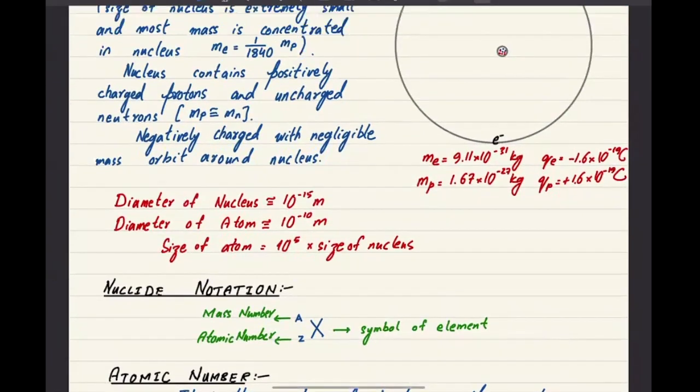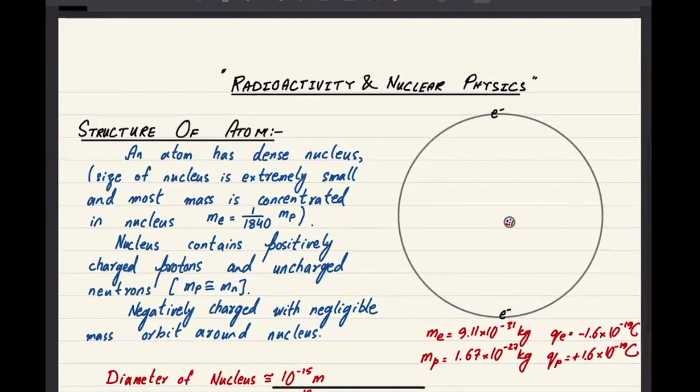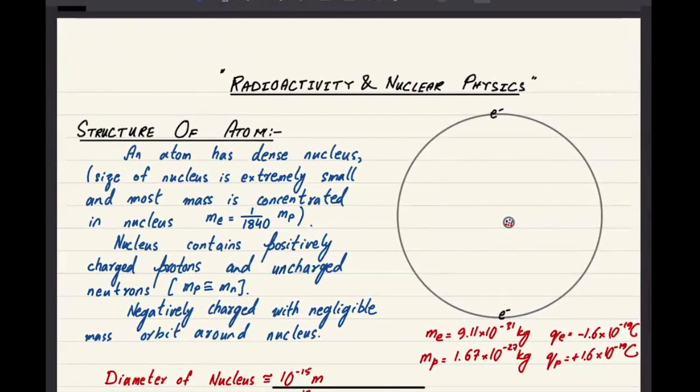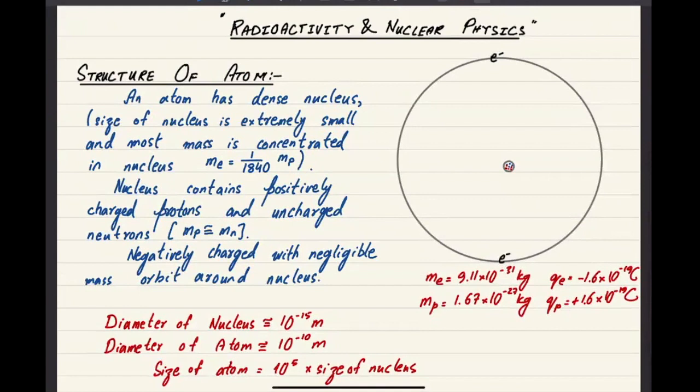Okay, guys. So, here we are starting off with radioactivity. First thing you need to identify is basically the detail about the structure of an atom, where you say that the nucleus is dense. There are two reasons for saying nucleus is dense.